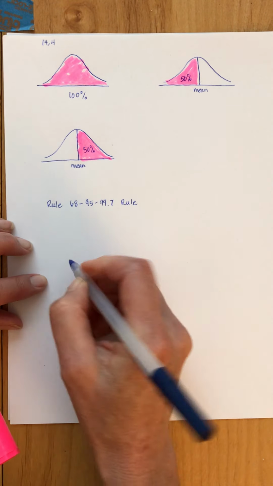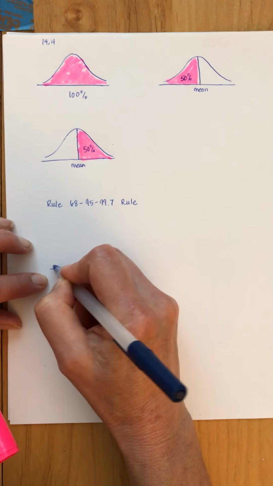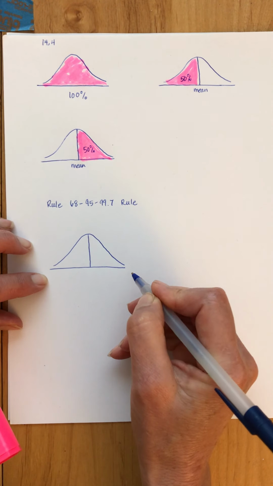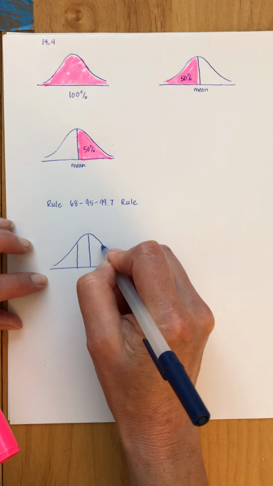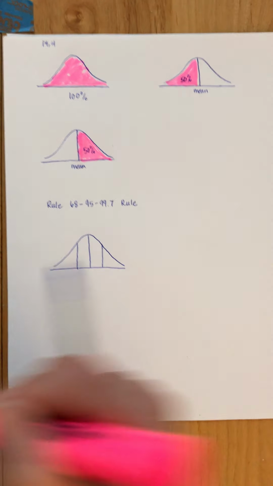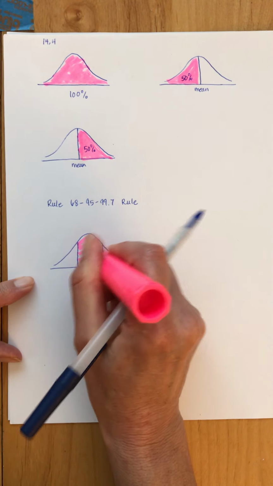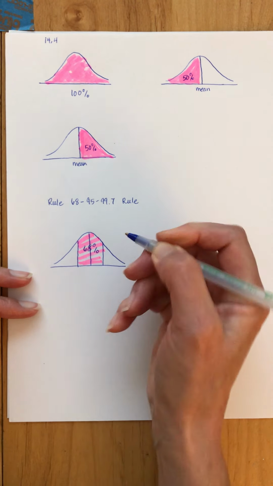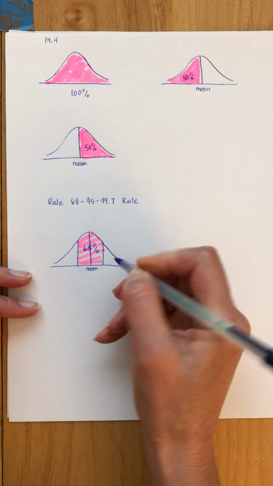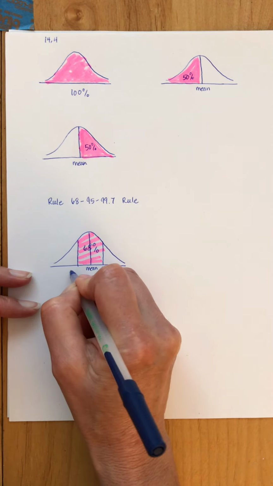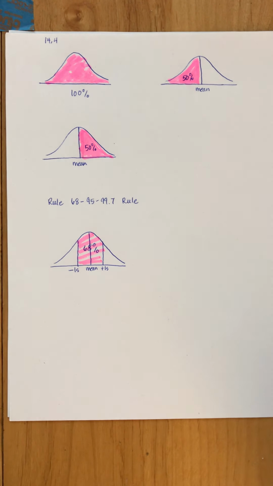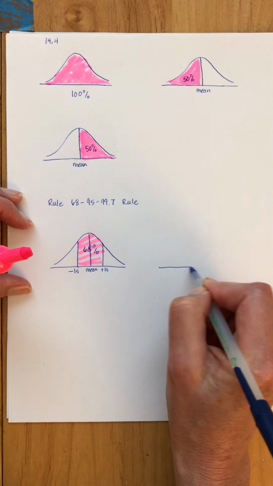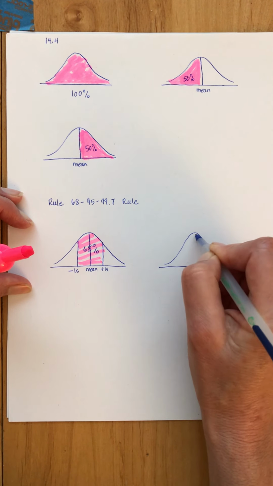Basically what it says is if you divvy it up like this, here's your mean. If you go one standard deviation in both directions, this part here, that's 68%. So this would be the mean here, this would be plus one standard deviation, that's minus one standard deviation. That's 68%.